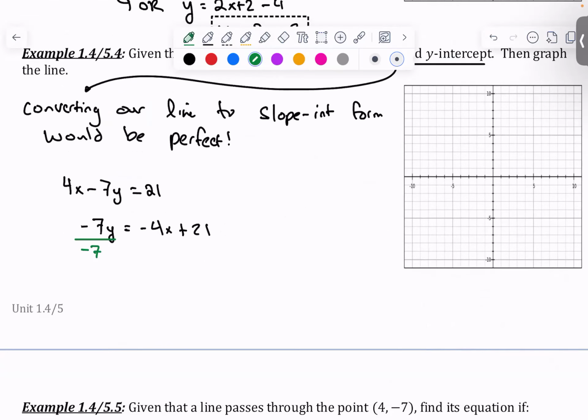Now, John Doe student does a silly mistake. He does this. You cannot divide just one term of the right-hand side. When you divide an equation by a number, you divide the entire equation by that number. Both sides, the entirety of both sides. So it's not like that. You have to do the whole thing. Well, that will give me y equals negative 4x divided by negative 7 plus 21 divided by negative 7, which is y equals 4/7 x minus 3.